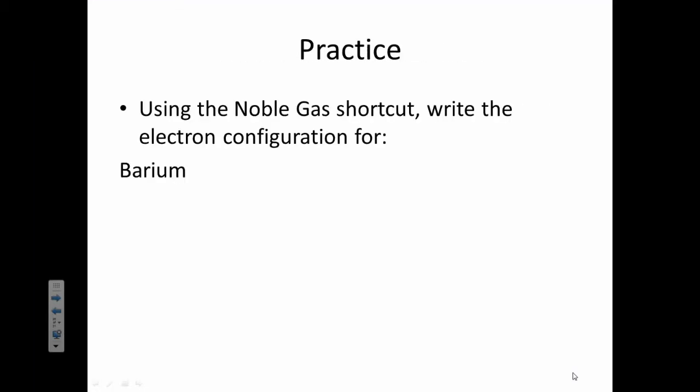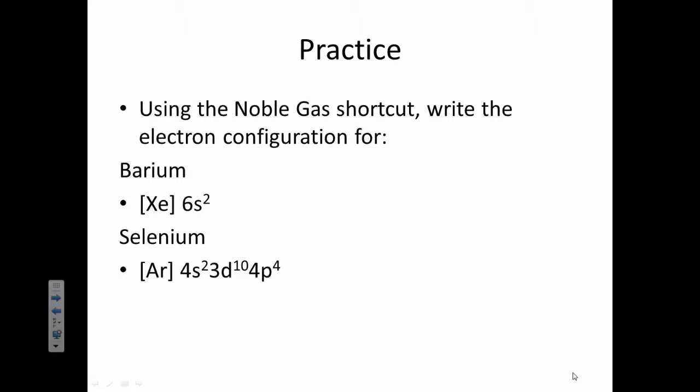Alright, so practice. Write the noble gas configuration for barium. Pause the video and try to do that. The answer is xenon in brackets 6s2. You have to skip a lot for that one. And for selenium, it's argon in brackets 4s2, 3d10, 4p4. If you're supposed to write the noble gas shortcut for a noble gas, you actually just put the noble gas itself in brackets.